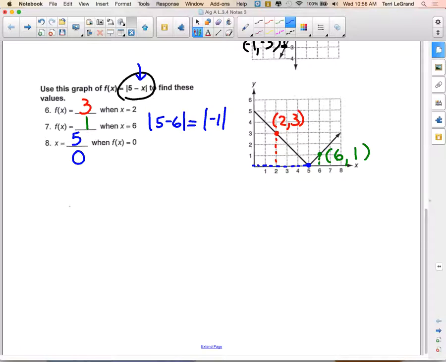Okay, we got to figure out which of these answers would work. So maybe we could just do a check problem and see. But wait a minute. We're solving for what? Are we looking for f of x this time? No, we're looking for x. I'm not so sure we know how to do that.